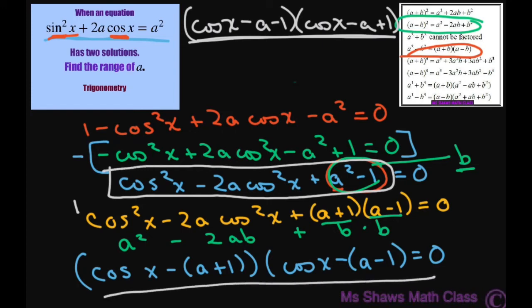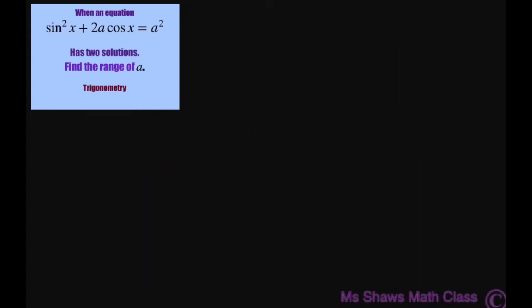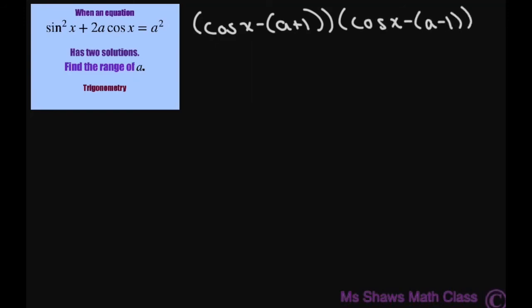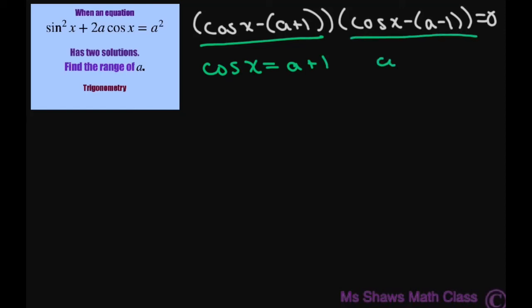So this is what we have, and now we're going to find the range. Again, we have cosine of x minus a plus 1 times cosine of x minus a minus 1 equals 0. So for this piece, cosine of x equals a plus 1, and for this one, cosine of x equals a minus 1. Now, we know the range of cosine: cosine of x has to be less than or equal to 1, but greater than or equal to negative 1.